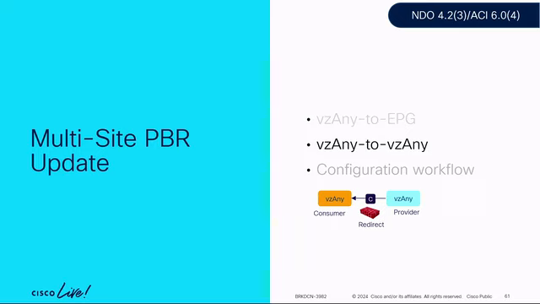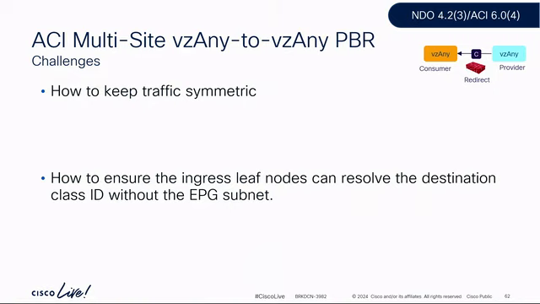The next use case is with any to with any. This is quite useful if you want to redirect all of the inter-EPG traffic. So let's take a look at with any as a consumer, with any as a provider contract with PBR. There are two challenges: how we can keep traffic symmetric, and how we can ensure the ingress leaf node can always resolve the destination class ID. For the latter, we use conversational learning. It's similar to the with any to EPG use case.